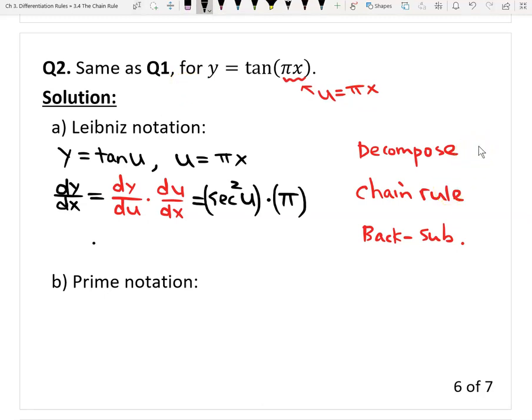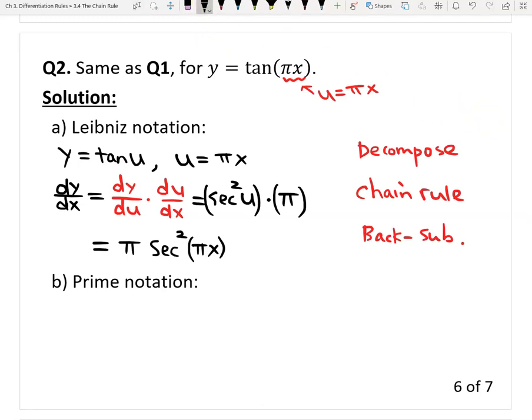After back substitution, see what I get. Easy. It is pi, this constant number I put at the beginning, times secant squared at u. What is u? Pi times x, of course with parentheses. You can see here is already the answer for the first part. We get the answer by using Leibniz notation. Now I will use prime notation, and we should get the same.